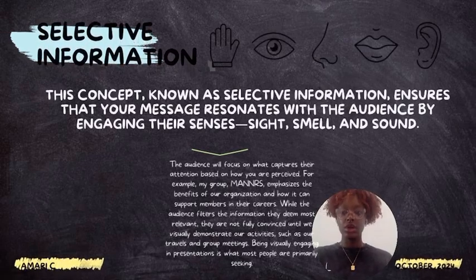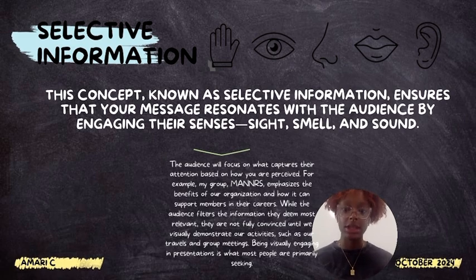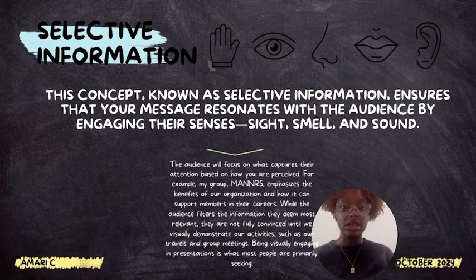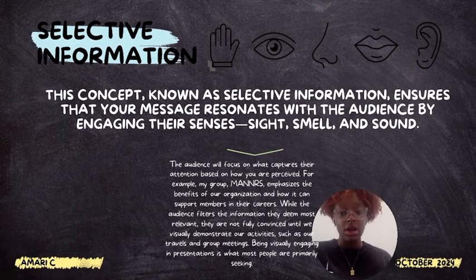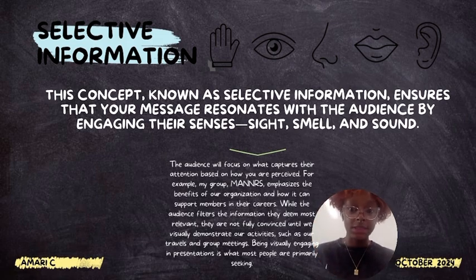Another concept you want to follow when presenting yourself is selective information. This concept is mainly known to ensure that your message resonates with the audience by engaging their senses. In this instance, we're trying to engage mainly the sense of sight. The audience will mainly focus on what captures their attention and how you are being perceived. Again, for example, my group Manners really emphasizes the benefits of our organization and how it can support our members in their careers with any major that has to do with agriculture. Visually, the poster board I showed you, how it was put together, that's the sight, that's what they see, that's what we're trying to capture. But we're also trying to capture the sound of it.